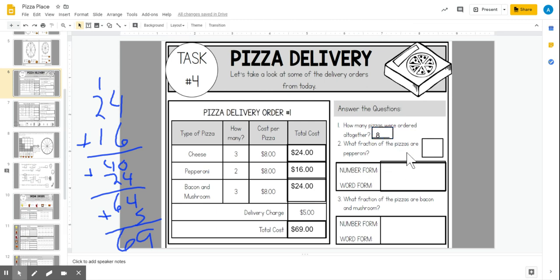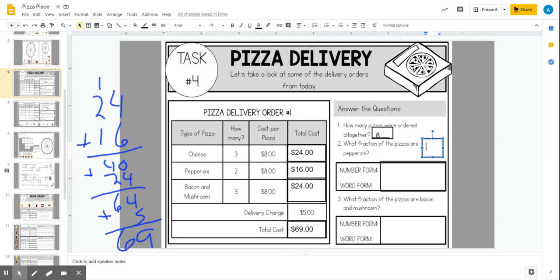What fraction of the pizzas are pepperoni? So remember, fractions are parts over wholes. So we see that there are 2 pepperoni out of our total, which is 8. We just figured that out. There are 8 total pizzas. So 2 pepperoni out of our total 8 pizzas. So over here to write your fraction, you're going to write your 2 and then the backslash sign and then an 8. We can't write it up and down just because it's hard to do that on the computer. So again, use the backslash sign. It might take you a while to find it on your computer, but I promise it is there.